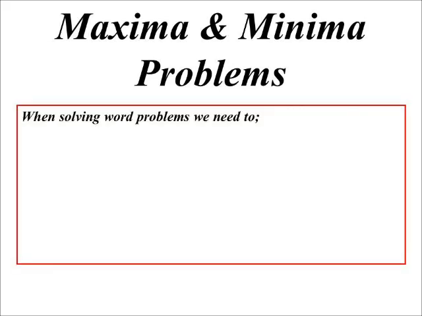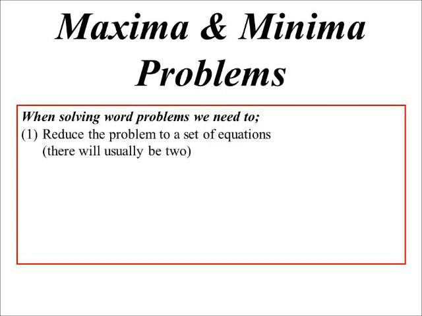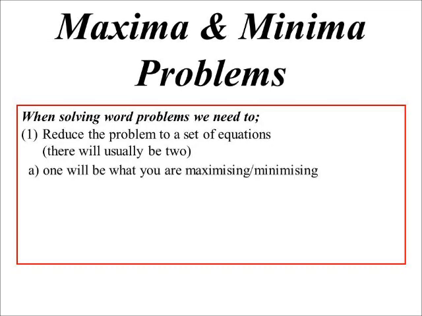So we've got some word problem that we're going to solve. You're going to reduce the word problem down, and it's usually going to be to a set of two equations. One of those equations, you'll read through the problem, and you'll be asked to find the maximum of this, or find the minimum of that. So that'll give away, okay, that's one equation I've got to work out.